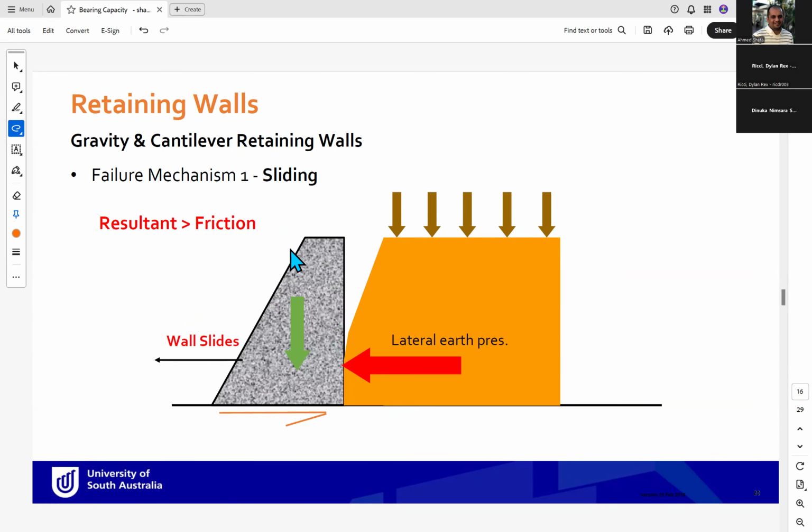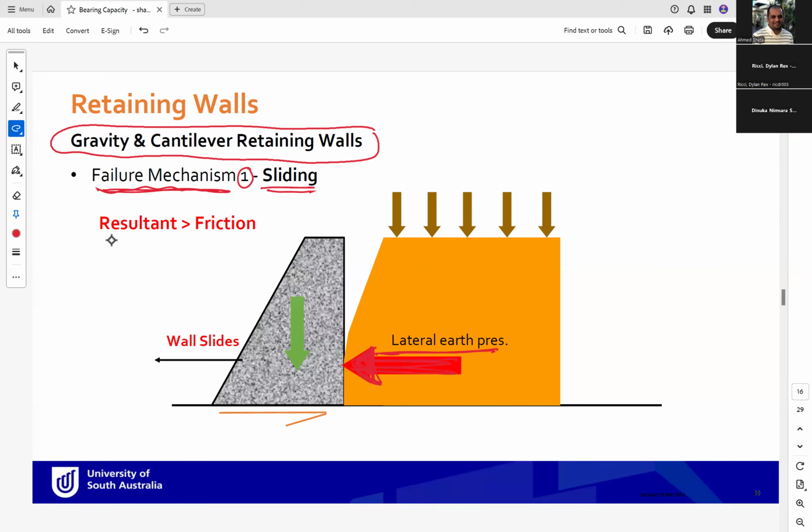Now we go to more explanation of the failure mechanism of the retaining wall, because we need to know the failure mechanism for these two types. So we have three failure mechanisms for the gravity wall and the cantilever wall. The first failure mechanism is sliding. As I mentioned earlier, we have the lateral earth pressure. The lateral earth pressure is trying to push the wall, so the wall will slide in this direction. Okay, so for example, this was the original wall, so the wall has been moved.